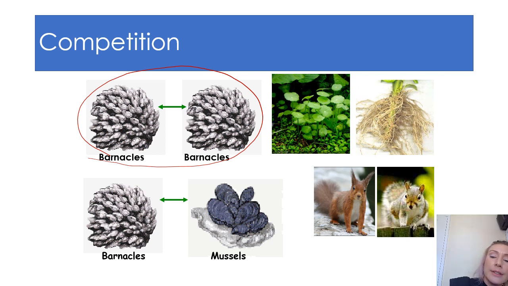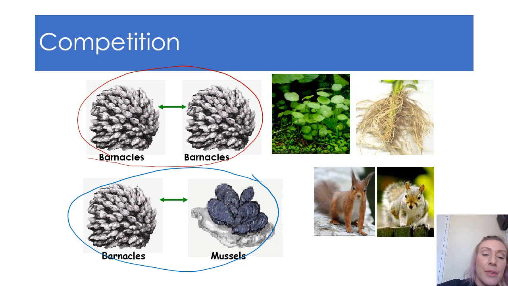Okay, what about this example below then? Barnacles and mussels competing for the same food source. What type of competition would that be? That would be interspecific competition, so between individuals of two different species.